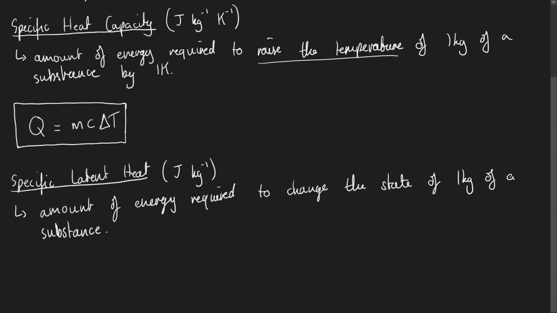Now we have to then define a second equation to explain the difference between the specific heat capacity where we're trying to heat it up and the specific latent heat where we're changing its state.